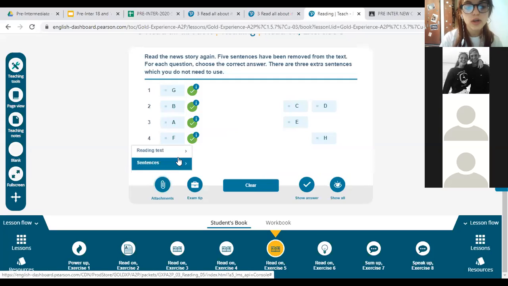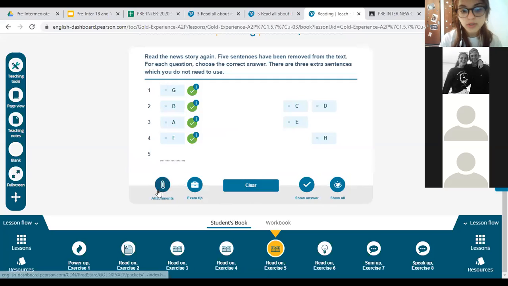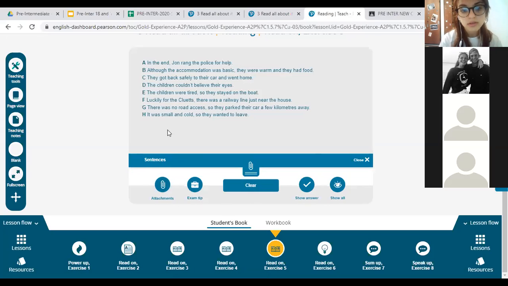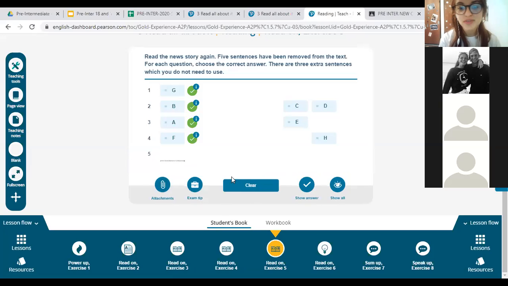Necesitamos ahí algo que nos explique eso. So, let's find the sentence. Ay, ¿por qué no se me abre? Okay. Which sentence do you think? D. Good. The children couldn't believe their eyes.